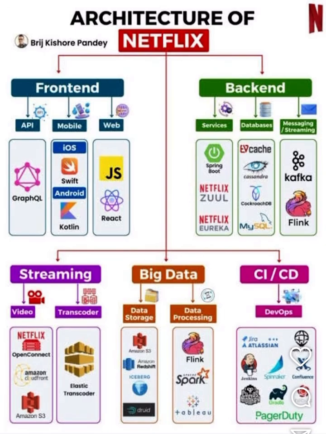Third is streaming. This is how videos reach you. It consists of Open Connect and AWS, that is Amazon S3, CloudFront, Elastic Transcoder. It stores and delivers videos globally.